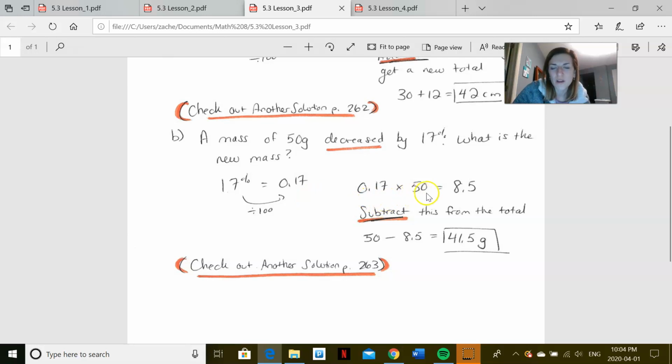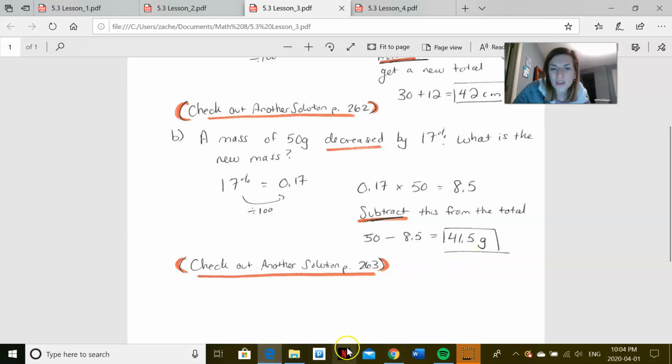And then we're going to multiply it by the total, which is 50, and we get 8.5. So 17% of 50 is 8.5. And now, because it says it decreased, we're going to subtract that from the total and get 41.5 grams.